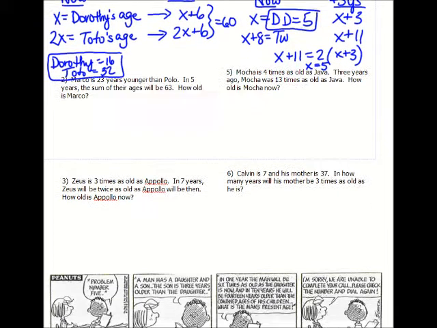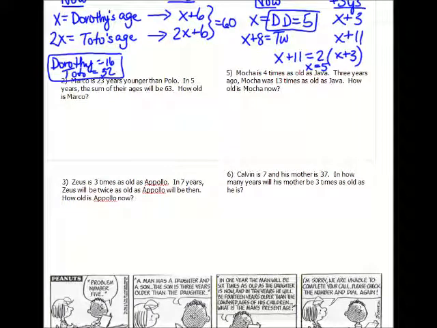Or let's do number 6, because 6 is kind of tricky. All right, Calvin is 7 and his mother's 37. So your question is, why are you even asking me this? Well, they want to know, in how many years will his mother be 3 times as old? Okay, so now Calvin is 7 and mom is 37.